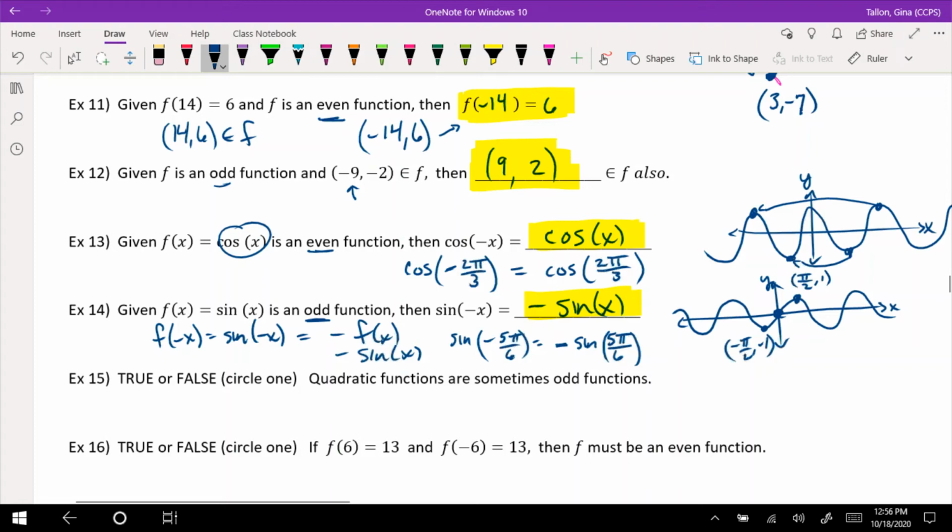Question 15. True or false? Here come the true-false questions. Circle 1. Quadratic functions are sometimes odd. Are quadratic functions sometimes odd?